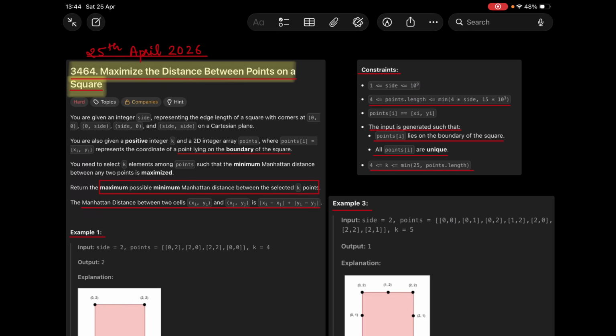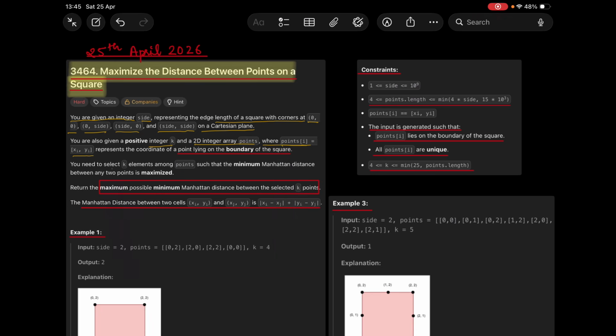So you're given an integer side representing the edge length of a square with corners at (0, 0), (0, side), (side, 0) and (side, side), on a Cartesian plane. You're also given a positive integer k and a 2D integer array points, where points[i] = [xi, yi] represents the coordinate of a point lying on the boundary of the square. Okay, these points lie on the boundary of the square.